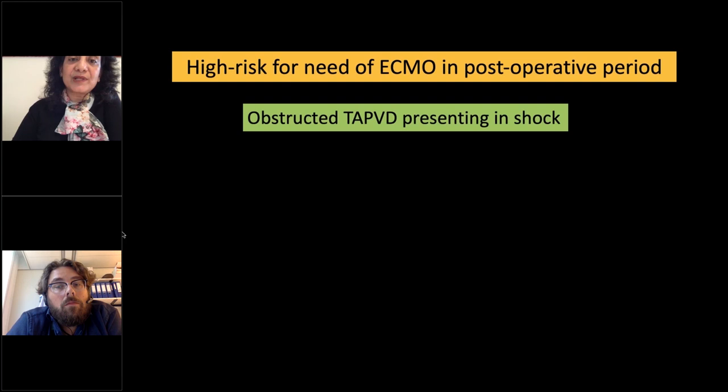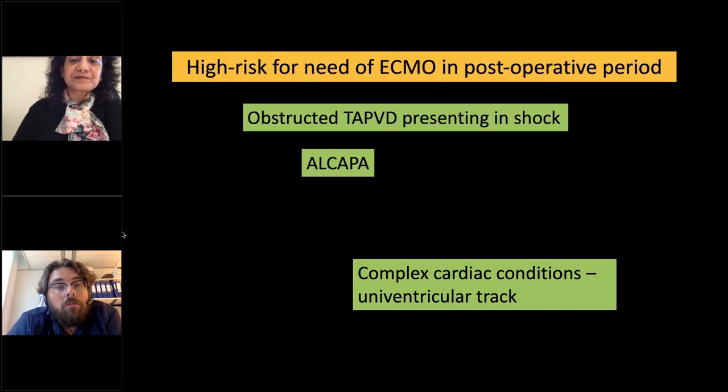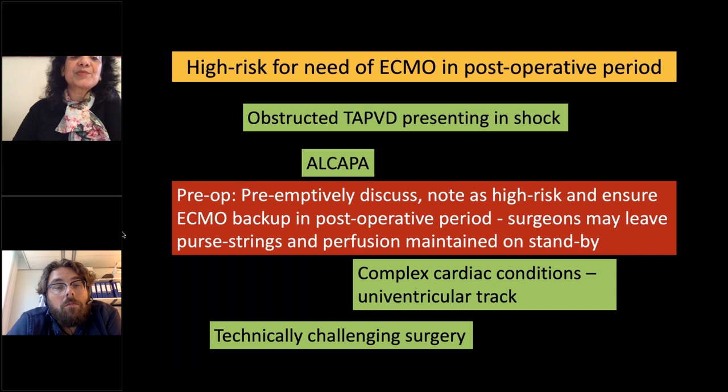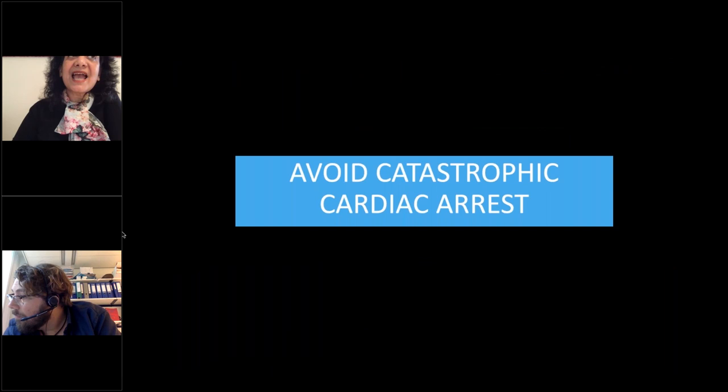An example of this would be an obstructive TAPVD presenting in shock, with alkalosis and poor myocardial function. Any complex cardiac condition, a univentricular pathway, any technically challenging surgery. So in the preoperative period, it's important to preemptively discuss, note as high risk, and ensure ECMO backup. The surgeons may sometimes leave purse strings and have the perfusion maintained on standby. Avoid at any cost a catastrophic cardiac arrest.